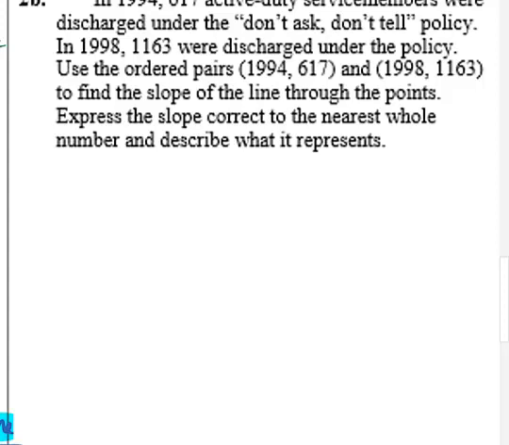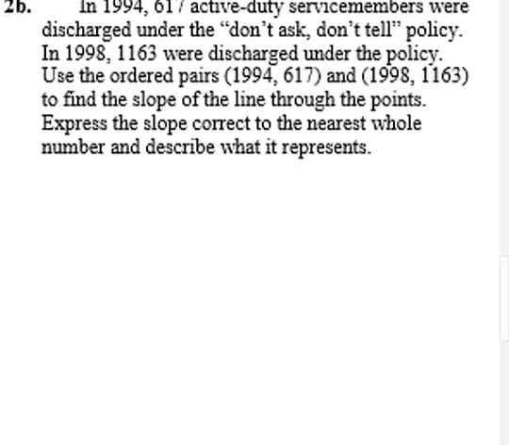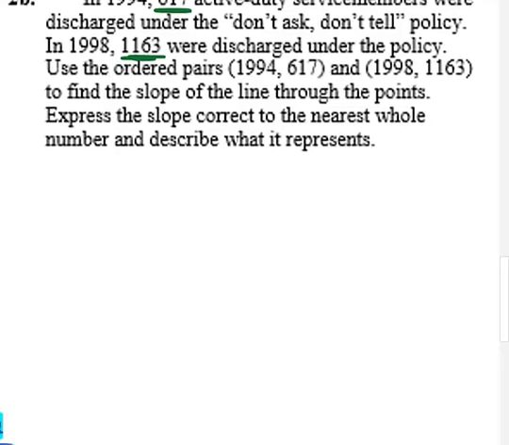Let's see. A different problem. It says, in 1994, 617 active duty service members were discharged under the Don't Ask, Don't Tell policy. In 1998, so 4 years later, 1,163 were discharged under the policy. So the quantity, I'm imagining, that we're measuring here is the number of people discharged. It's increasing, so I should expect a positive slope. This time, that's how many people were discharged under the policy.